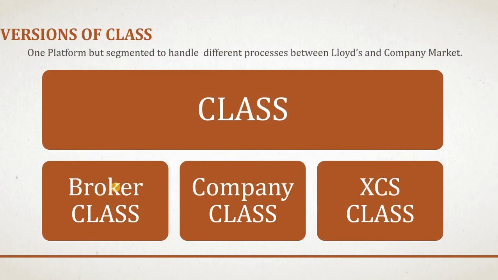Going forward, whenever we talk about the CLASS system, CLASS has a variation. As I said, it is one platform but segmented to handle different processes between the Lloyd's and the company market. Whenever somebody says CLASS, I always ask which version of CLASS you are talking about: a broker CLASS, a company CLASS, or an XCS CLASS. These three variations of the CLASS system are targeted to manage processes which are broker centric, company centric, which includes ILU and LIRMA, and XCS centric, which supports the Lloyd's Syndicate.